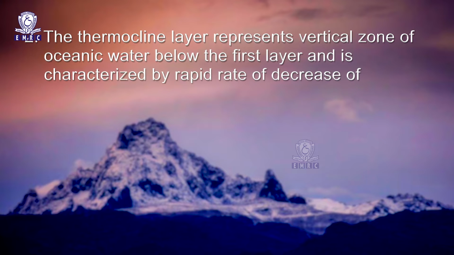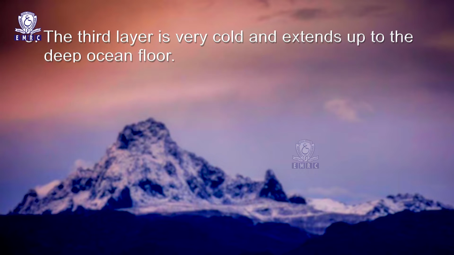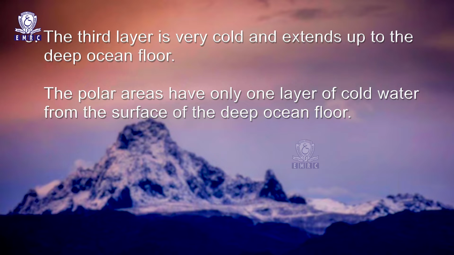The thermocline layer represents vertical zone of oceanic water below the first layer and is characterized by rapid rate of decrease of temperature with increasing depth. The third layer is very cold and extends up to the deep ocean floor. The polar areas have only one layer of cold water from the surface to the deep ocean floor.